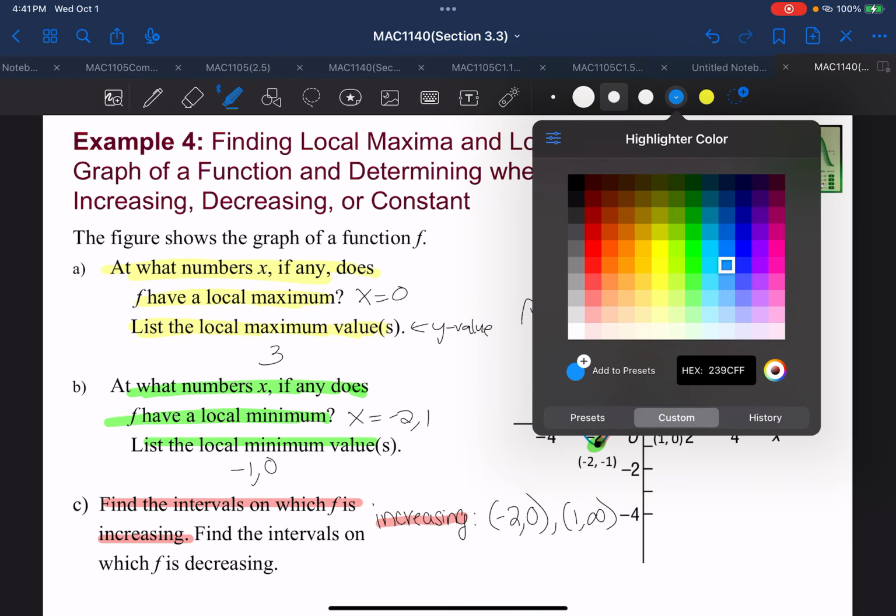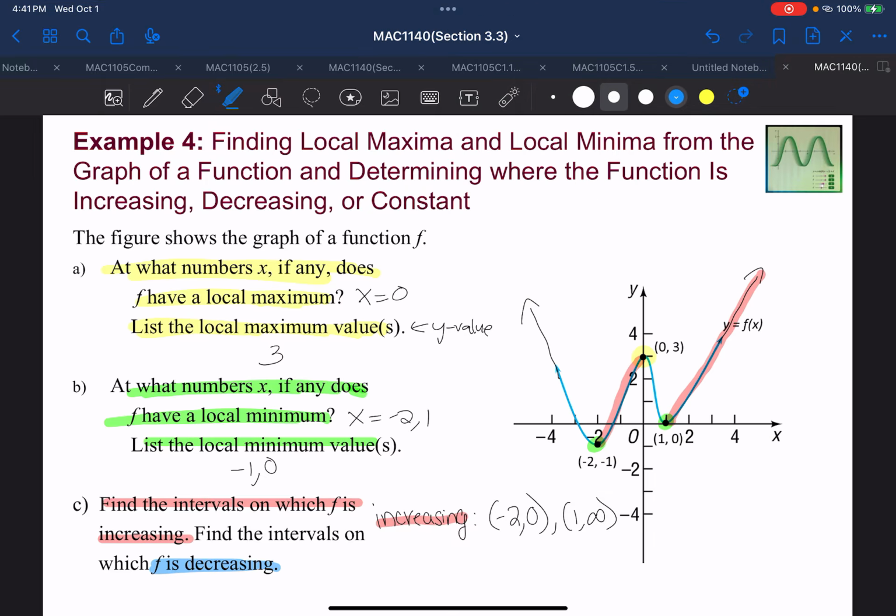And then decreasing would be from here to here, and then from here to here. So that first interval keeps going in the negative x direction, so that would be from -infinity to -2, and then from 0 to 1.